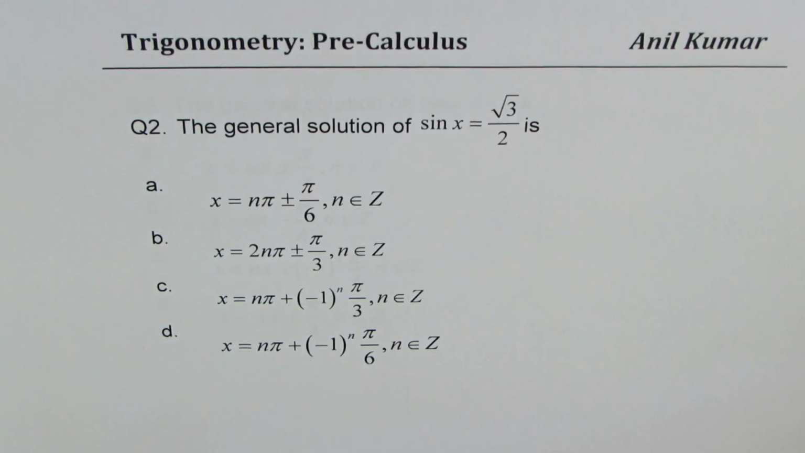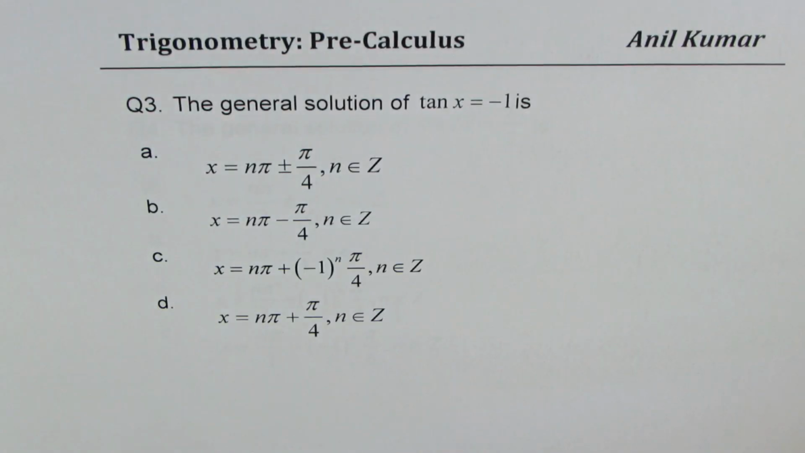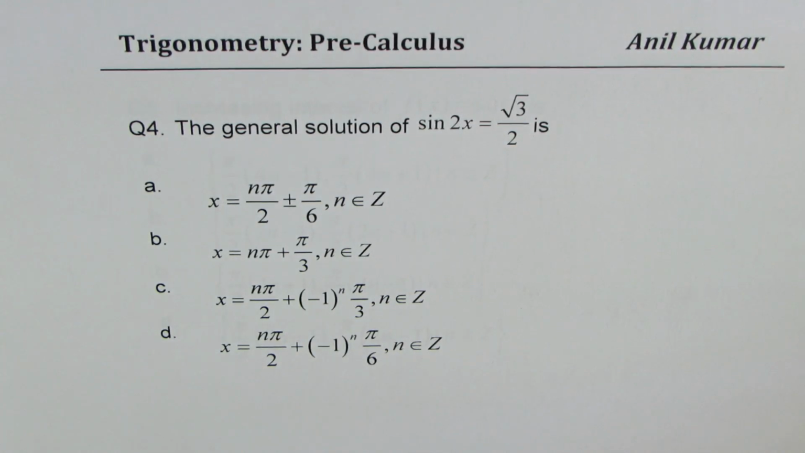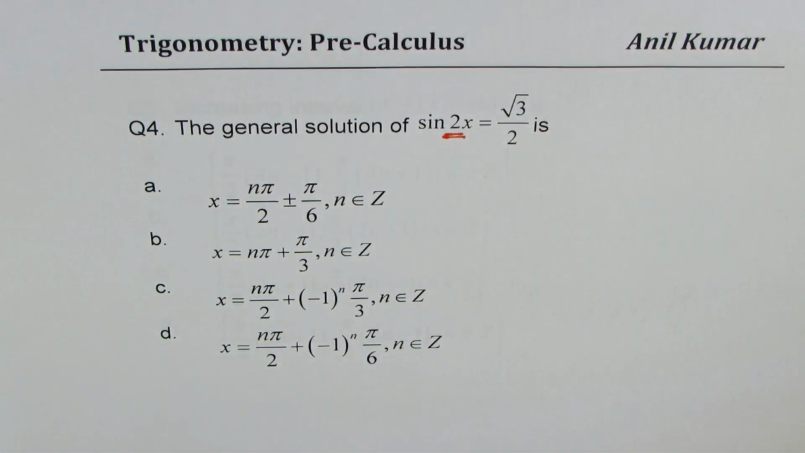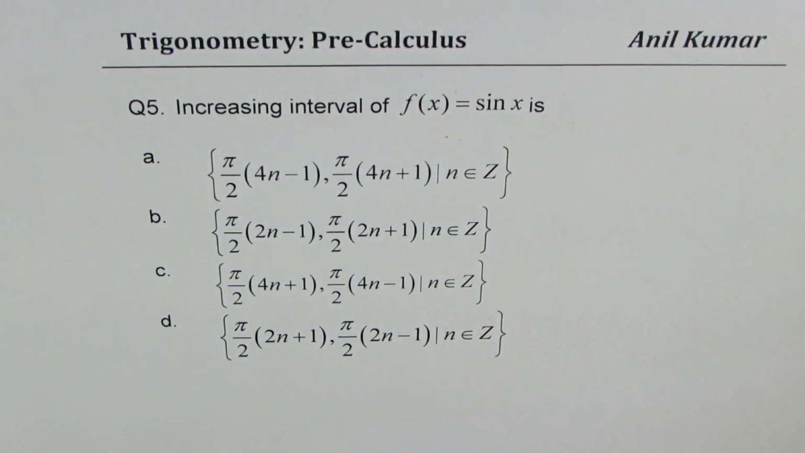Question number 2 is based on the sinusoidal function. We need to find the general solution for sine x equals square root 3 over 2. Question number 3 is tan x equals minus 1. You need to write down the general solution. This is what we just did. Question number 4 is, now see, we have changed the angle this time. It is sine 2x, so be more careful. Use your skills to get the right answer. The last question here is very interesting: the increasing interval for the function f of x equals sine x.